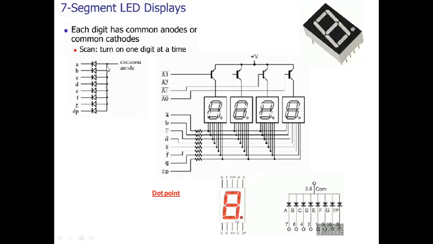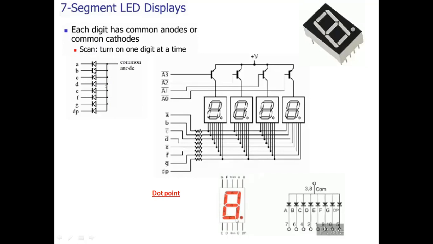Why? Because all the anodes are shorted and given to the plus VCC. Suppose I use the common cathode configuration, it means I'll be shorting all the cathodes of all these LEDs, and that will be given to ground. But as you can see here, this circuit is using the common anode configuration. Why? Because all the anodes of the LEDs have been shorted, and that has been given to the plus VCC. So we have a common anode for all these LEDs.